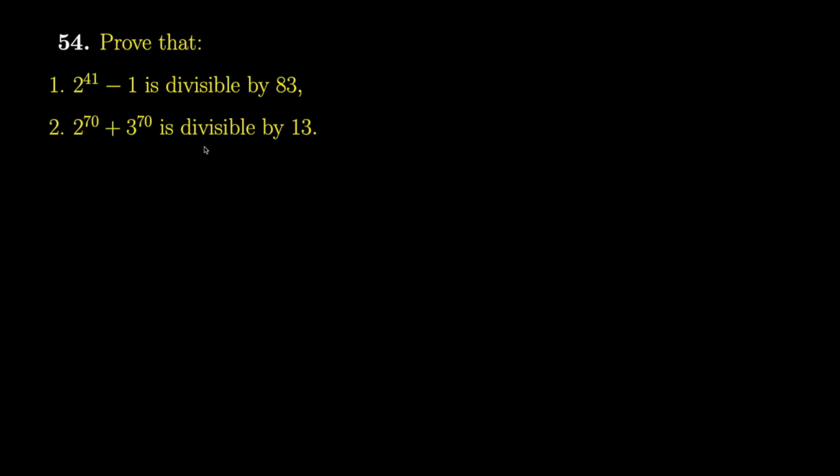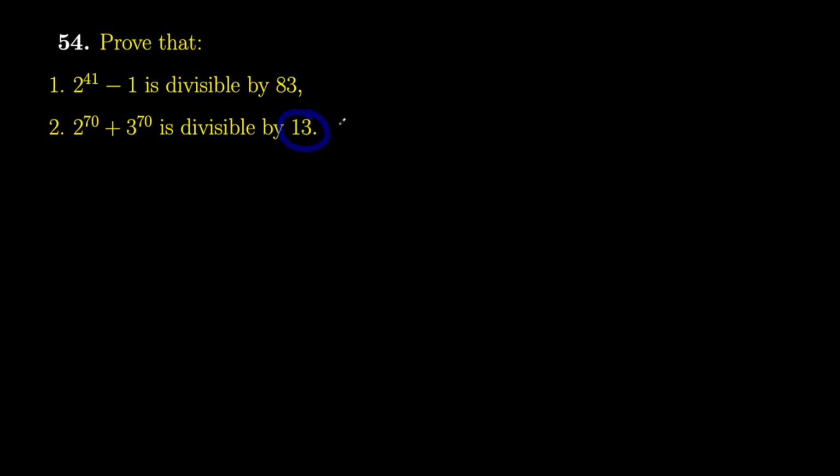Problem number 54. We want to prove the following two statements. The first one: 2 to the power 41 minus 1 is divisible by 83. And the second one: this expression is divisible by 13. Let's start with the second one.